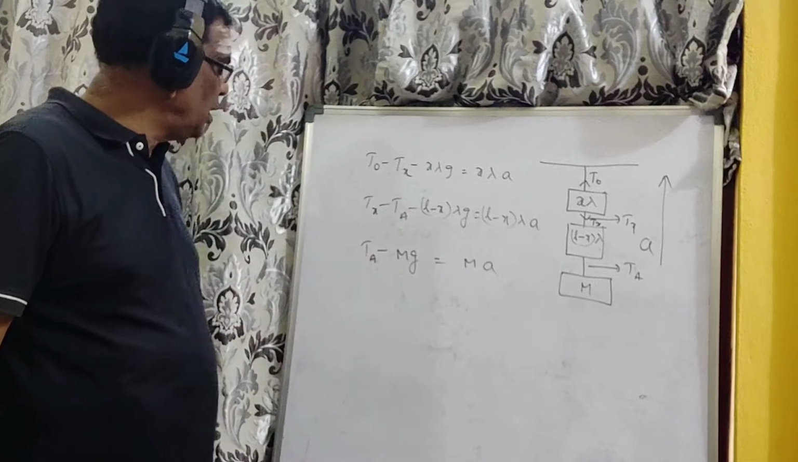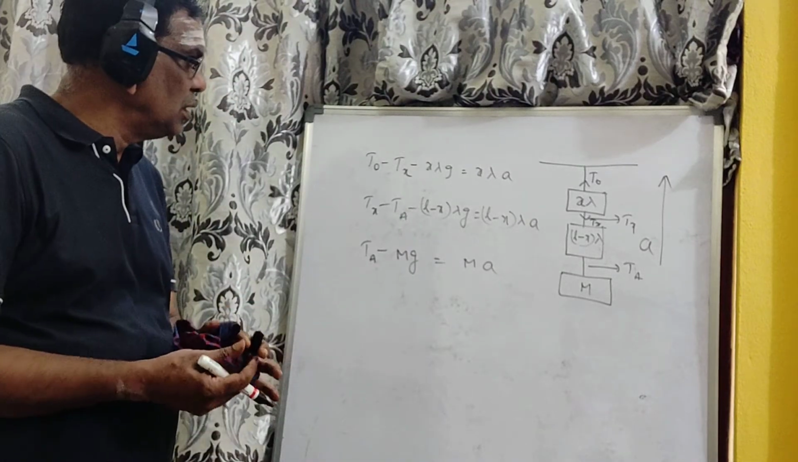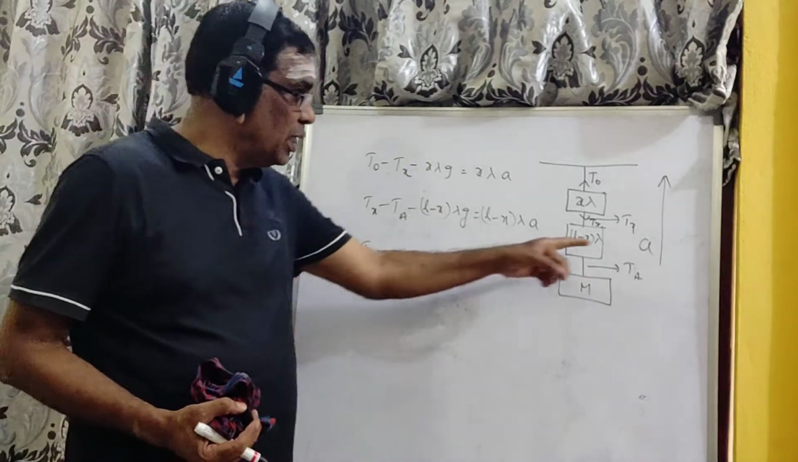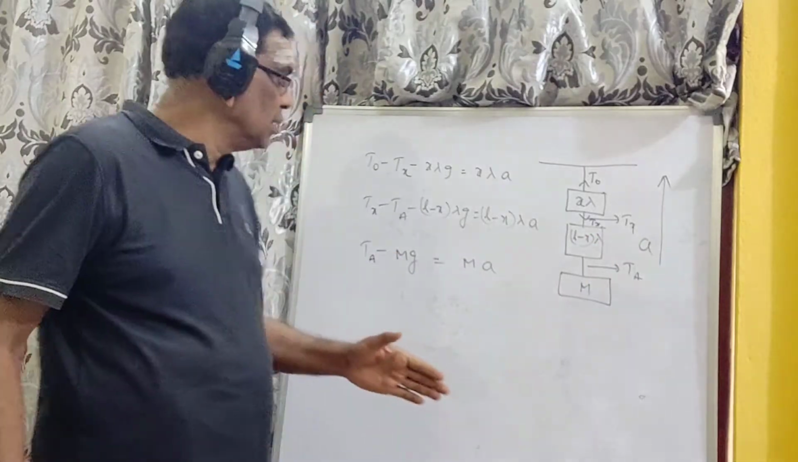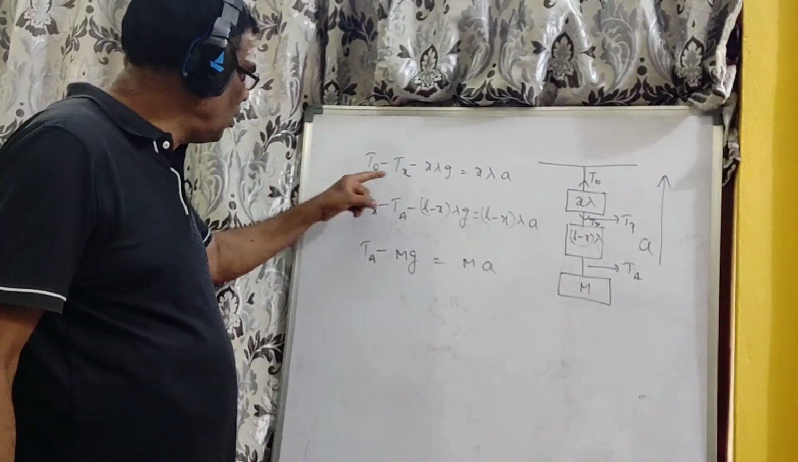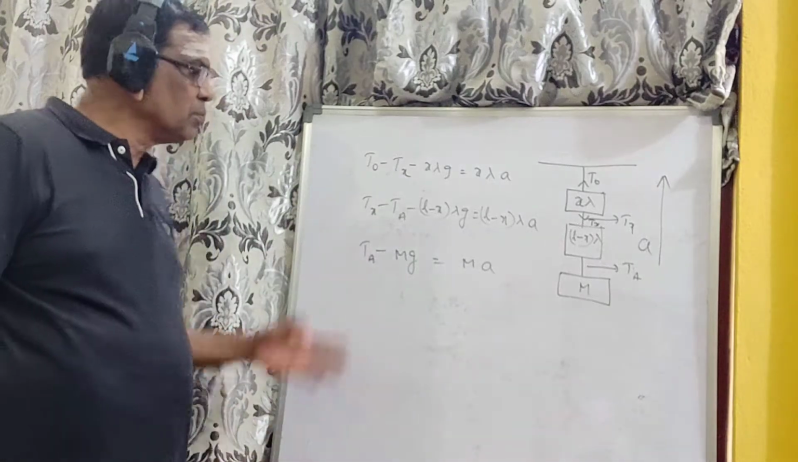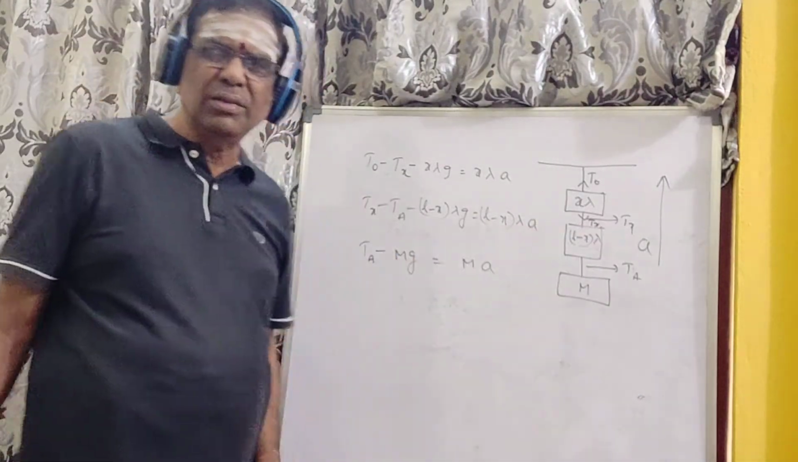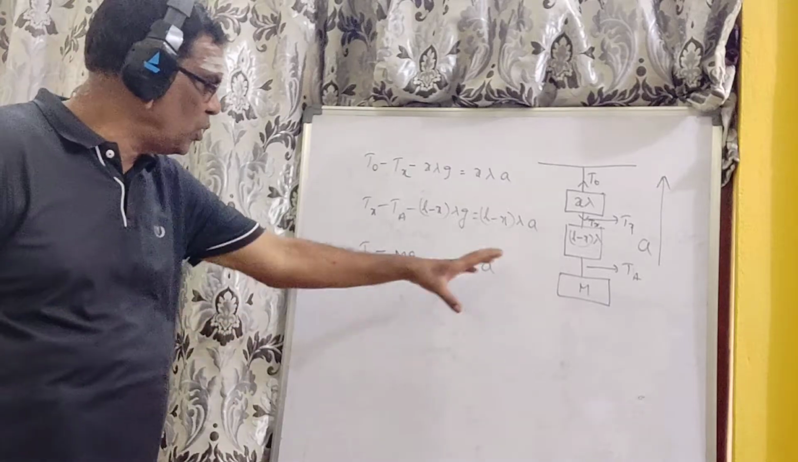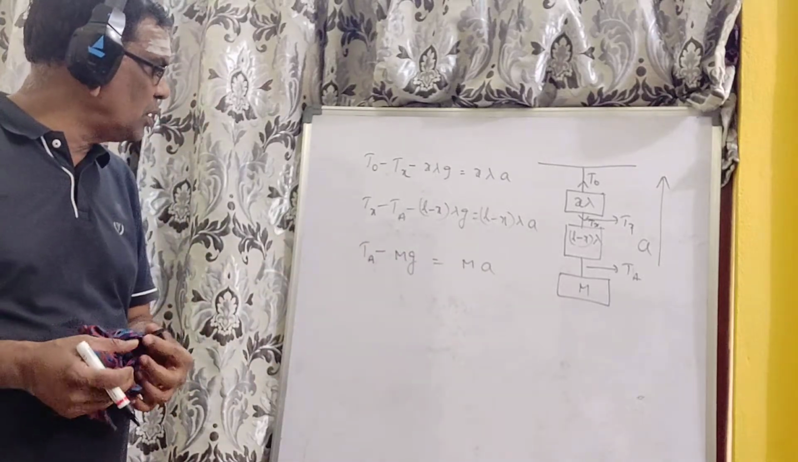Now how many variables? A is known here. He has given it. So A is known. T naught, Tx, Ta. Three equations, three variables. You can solve, and this is a very, very simple way to work it out.